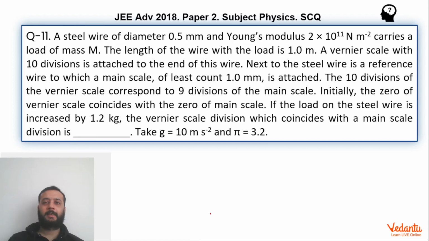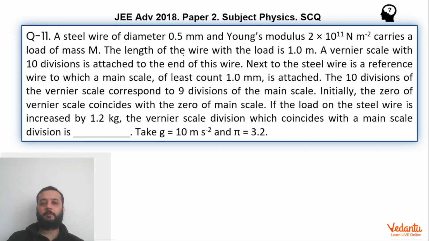Hi dear students. Let's see this question that came in JEE Advanced Paper 2 Physics in the year 2018. The question is from the topic of Vernier calipers and Young's modulus, that is properties of matter. Basically somewhat similar to what we do in Searle's method, finding Young's modulus.